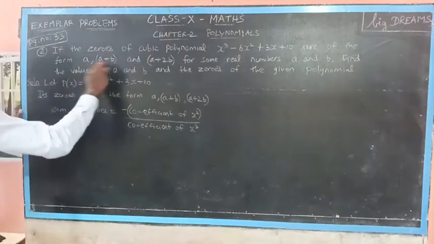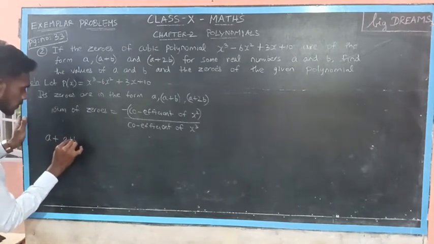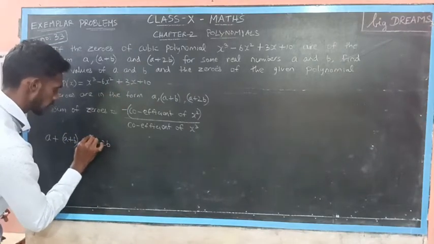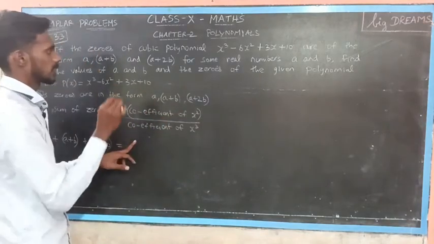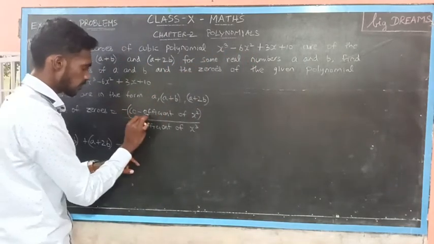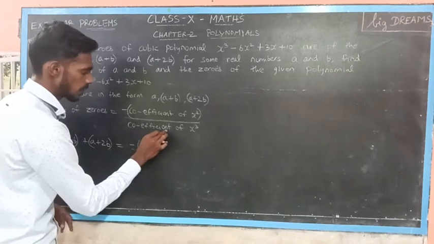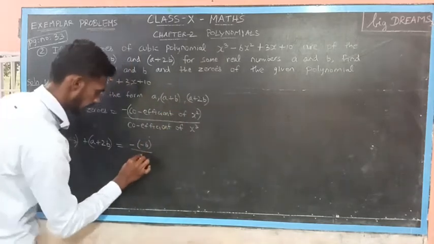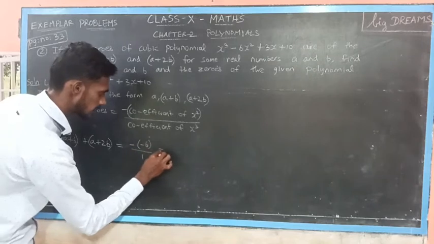So, this condition can be rewritten as, see here, sum of zeros. We have to add these 3 zeros, that is a plus the second zero, a plus b, plus the third zero, a plus 2b, will be equal to minus coefficient of x square. See here, the coefficient of x square is minus 6. So, it is minus of minus 6 divided by coefficient of x cube. Here the coefficient of x cube is 1. So, minus of minus 6 becomes plus 6, and 6 by 1 becomes 6.